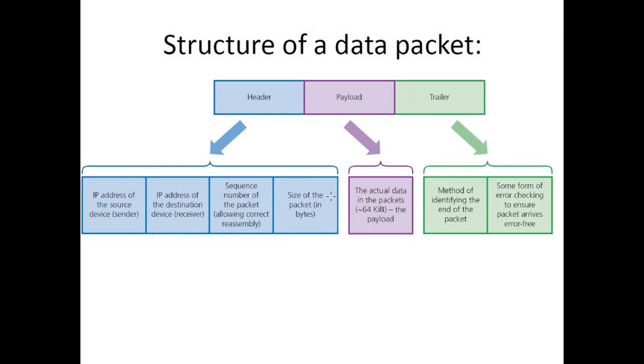Lastly, in the header, the size of the packet in bytes, that is, the size of the current packet, is mentioned. The payload is the part where the actual message lies. It is of 64 KB, and it contains the actual message which is to be transmitted. And lastly, the trailer contains two things: a method of identifying the end of the packet. It contains a string of binary or code by reading which the receiver knows that this packet has ended over here. And then there is some form of error checking method to ensure that this packet has been received successfully without any error.